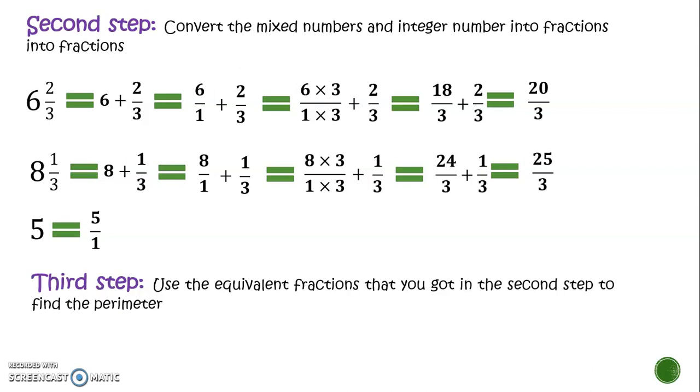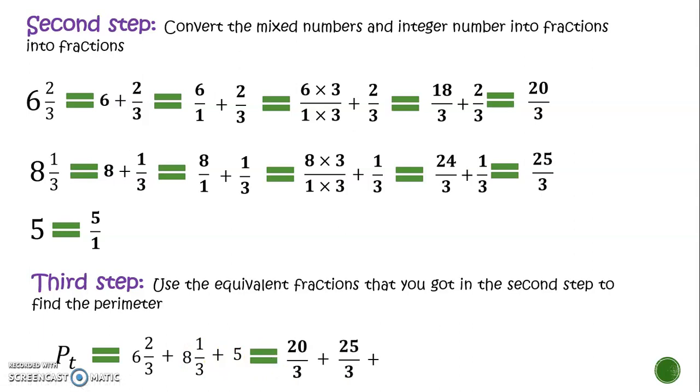And the third step is that we're going to use the equivalent fractions that we got in the second step to find the perimeter. So 6 and 2/3 is equal to 20/3, 8 and 1/3 is equal to 25 over 3, and 5 is equal to 5 over 1. So the perimeter of the triangle, which we had at the beginning with mixed numbers, is now equivalent to adding these fractions. Notice that the first two both have the same denominator, so they are like fractions.